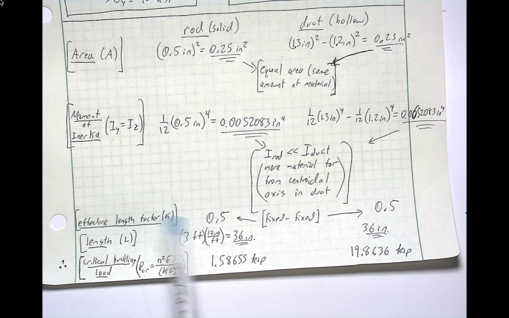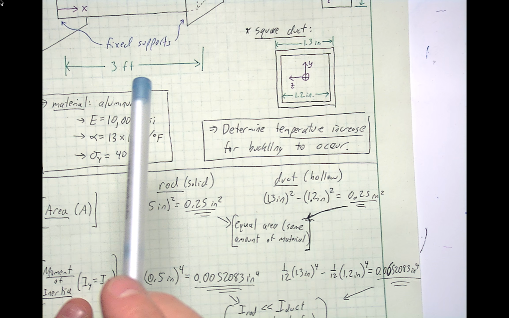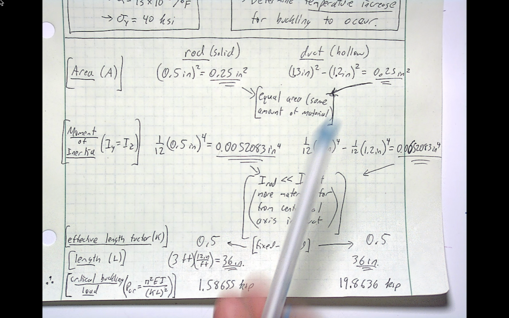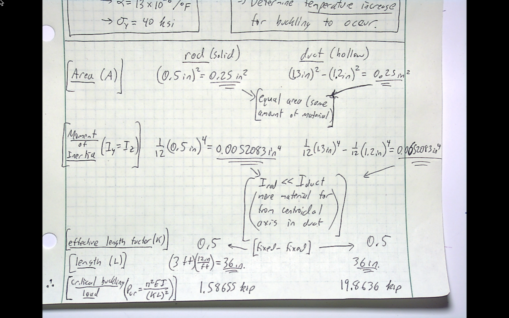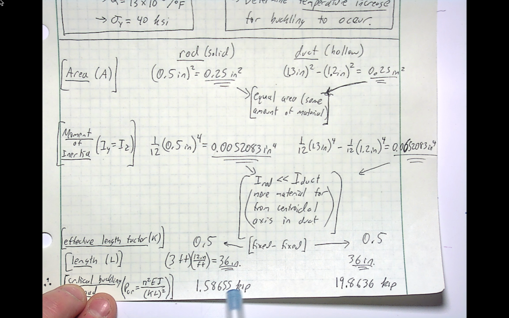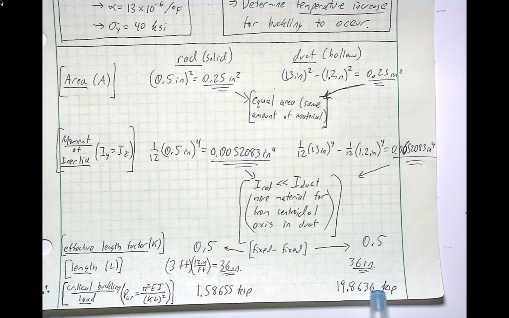Okay, so then the next quantity here is the effective length factor. This is a fixed system, so our effective length factor is just 1/2, and that's the same for both. Our length is the same for both too. It's 3 feet, which in inches is 36 inches. So if we plug all that in, we find that the critical load for the rod is 1.58 kilopounds, and the critical load for the duct is 19.8 kilopounds.